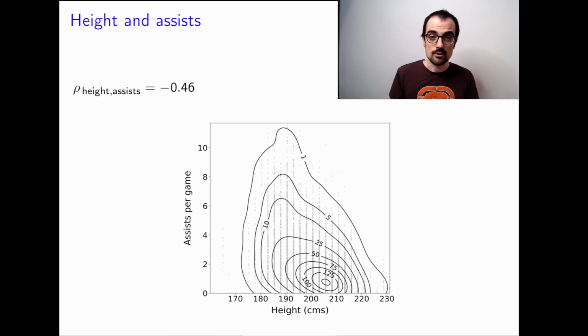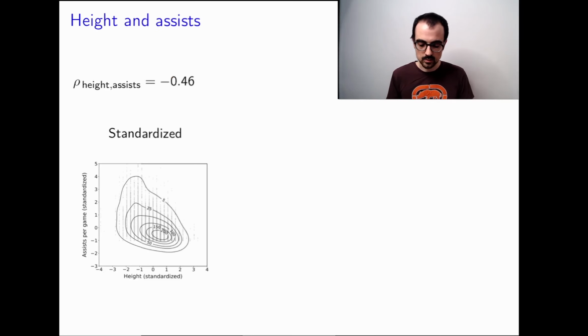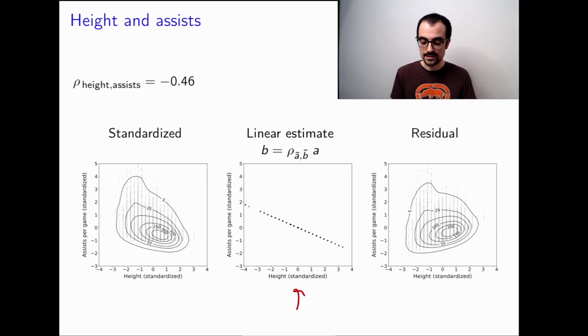When we compute the correlation coefficient from the data, we see that indeed it's negative. So height and assists are negatively correlated. We're going to look at the standardized density here. This is the linear approximation, so we see this relationship of inverse proportionality, and this is the residual.